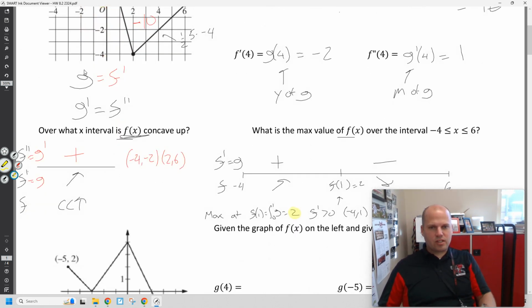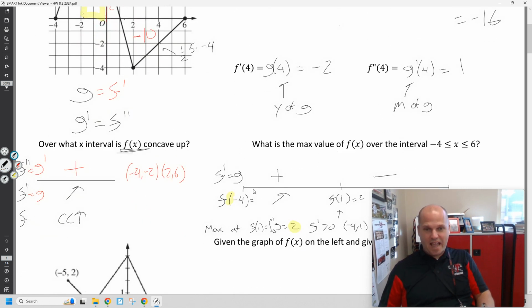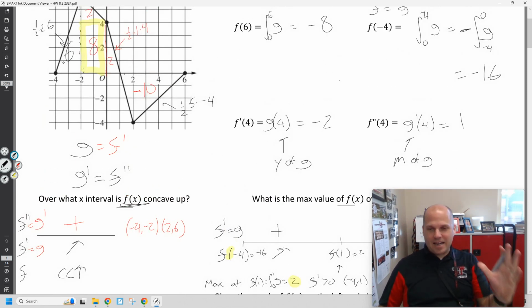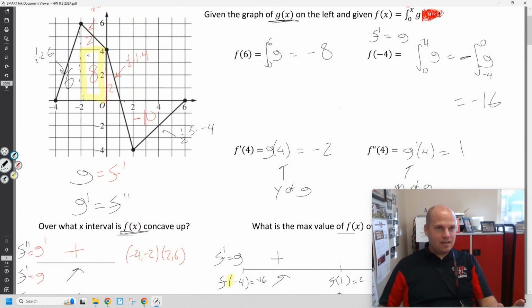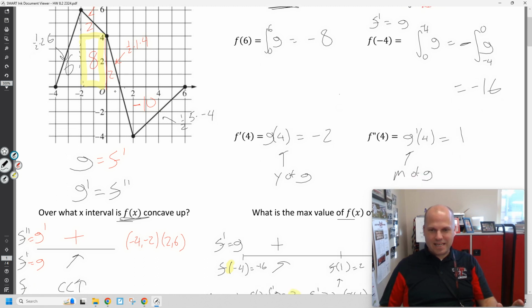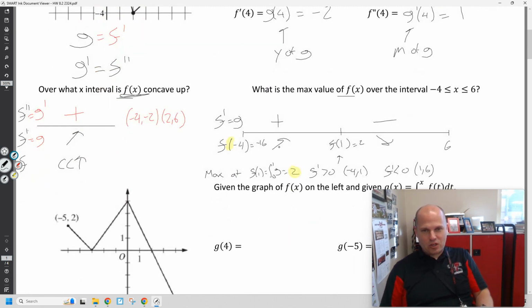I start at -4. I found F of -4 already. F of -4 was -16. I then add an area of 18. Let's see. 6, 10, 16, 17, 18. I'm adding the accumulation from -4 to 1 of F prime, which is 18. I add 18 to get to 2.